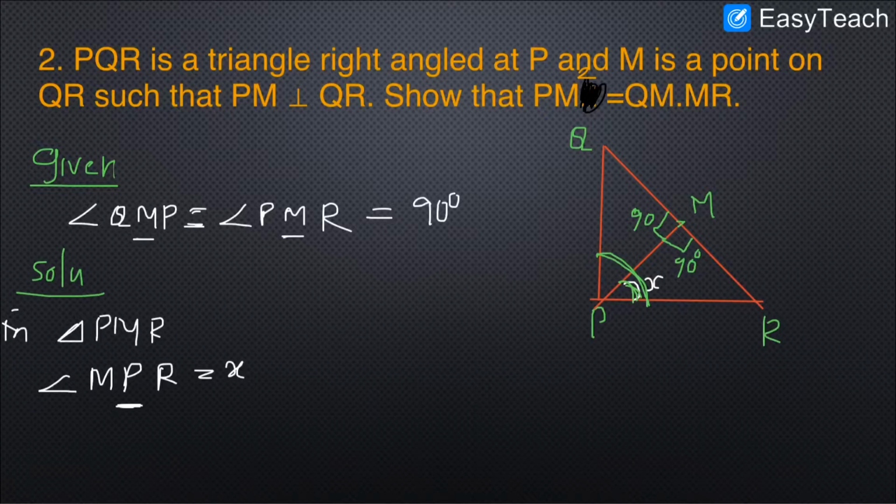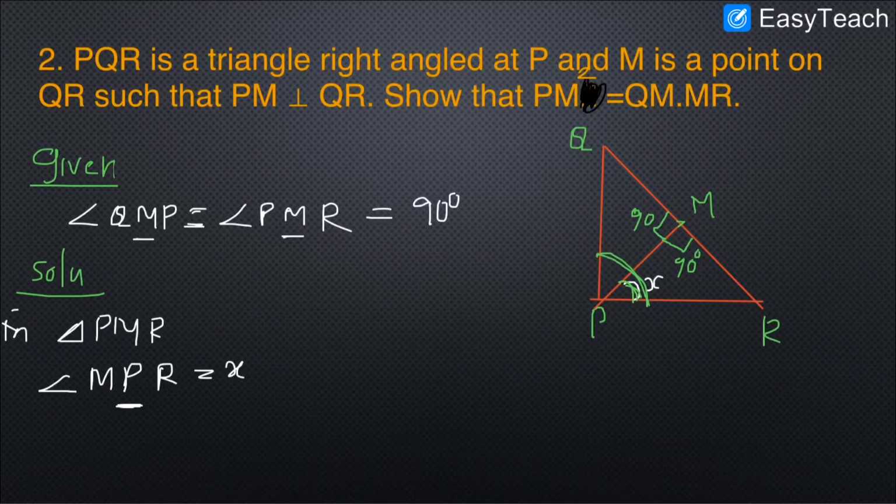Because it is a right angled triangle, right angle at P. So if you subtract this part x from 90, we will get this portion. That's what I write here. So angle PQM equal x. Next, angle QPM equal 90 minus x. Now we finished finding all the angles.